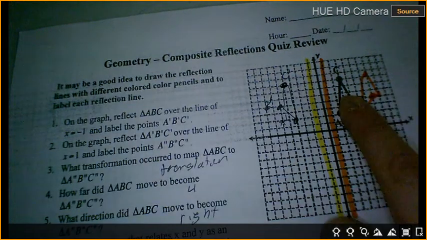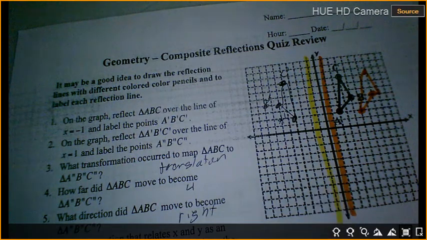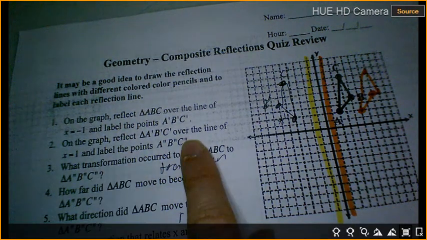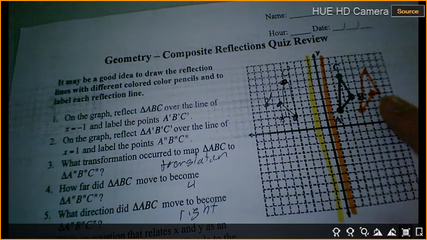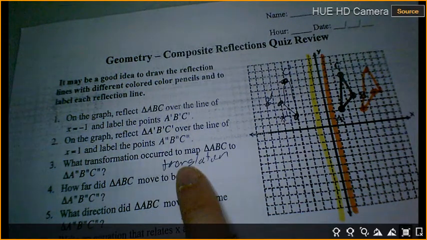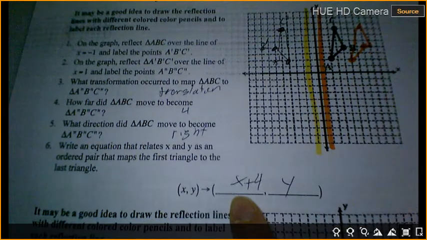Okay. On the graph, reflect ABC over the line x equals -1. So first we reflected this over x equals -1. That's that yellow line. Then on the graph, we reflected ABC over the line of x equals 1. That's that orange line. So we get the orange one. It is a translation. It's moved 4 units to the right. So we say x plus 4, comma y. And that's like our first problem.